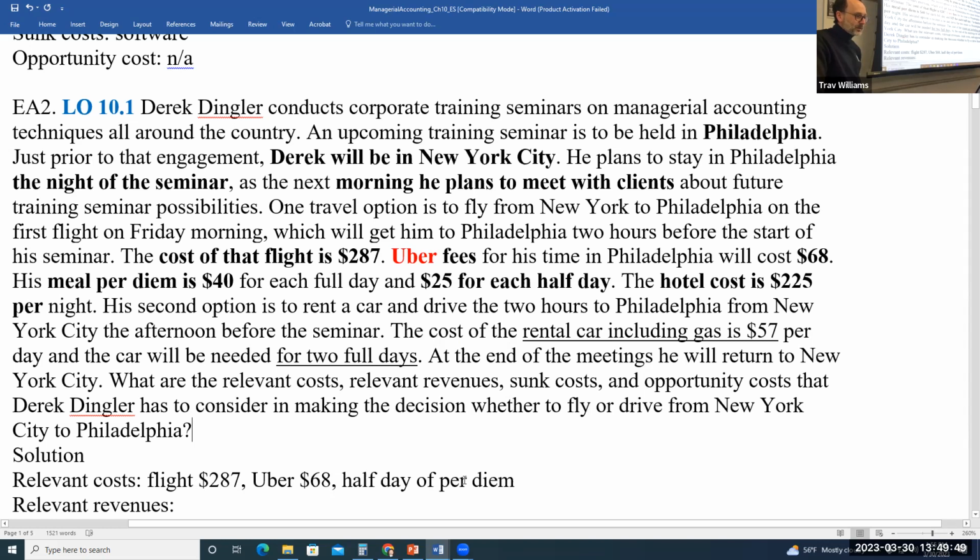So far, those are the relevant costs. What about the cost of the hotel? He is going to need that if he flies. Will he need the hotel if he drives? I would think so, unless he's going to sleep in the car, right? So I don't think the hotel is relevant then, because it's the same cost either way. What about the rental car? That cost would be relevant, right? $57 per day times 2 days, so $114 for the rental car.